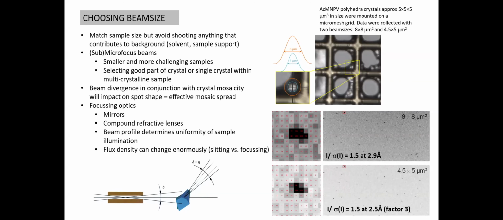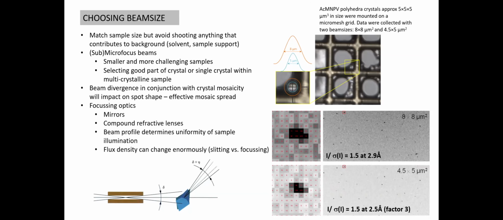Also, what we see more in these days, the 21st century, is the availability of microfocus or sub-microfocus beams, which means that you can look at smaller and much more challenging samples, or you can select the good part of a crystal, or a single crystal out of a bunch of multiple crystals.